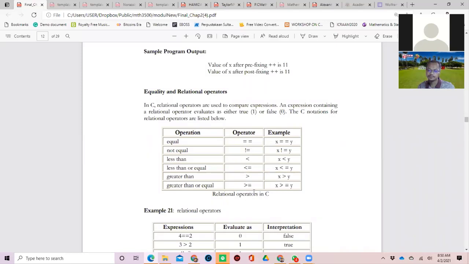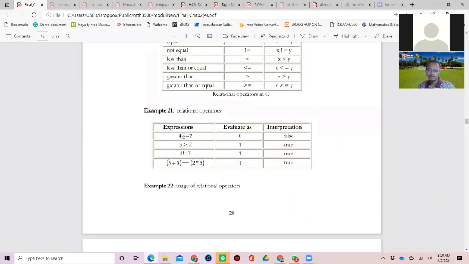Okay, now finish. 4 equal to 5, in C the return value is false, and the value is 0. 3 greater than 2, the value is 1, and the logic is true. 4 not equal to 7, yes, it is 1, true. And then 10 equal to 10, yes, correct. This one is true, 1 is the value.